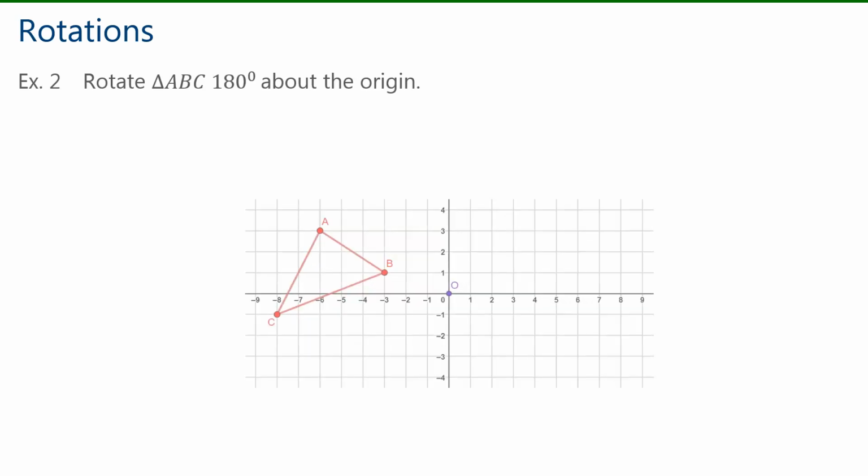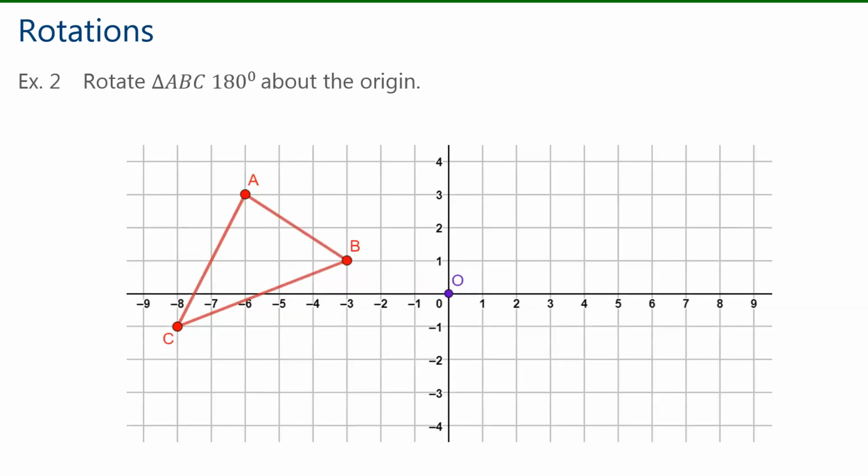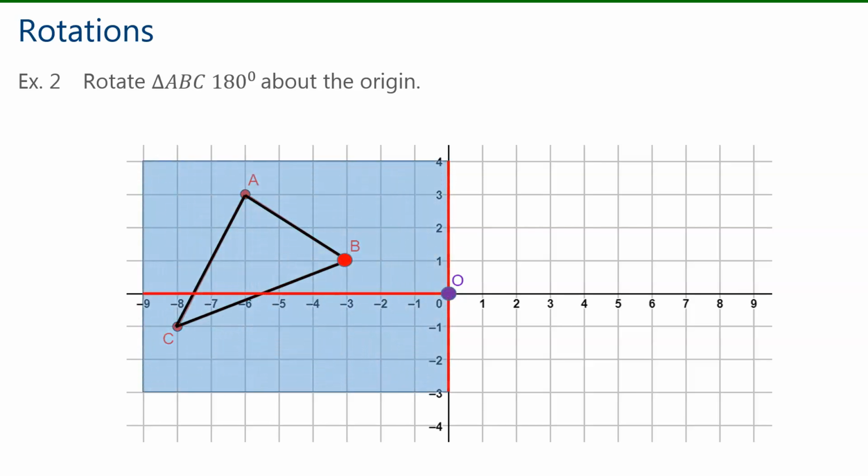Example 2. Rotate triangle ABC 180 degrees about the origin. We can use the exact same tracing paper as in example 1 because the diagram is the same. This time we're going to rotate 180 degrees. Notice because it's 180 degrees, we don't need to specify whether it's clockwise or counterclockwise because it will end up in the same place regardless.